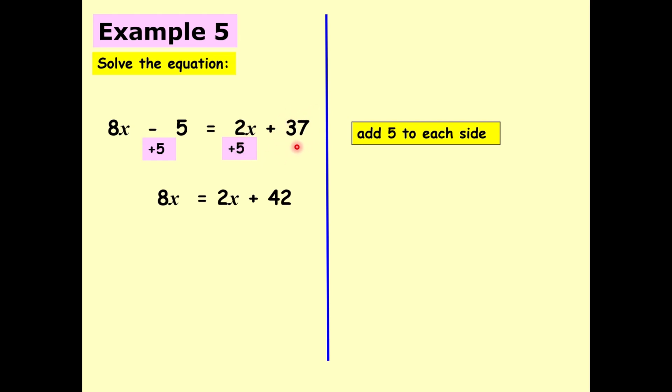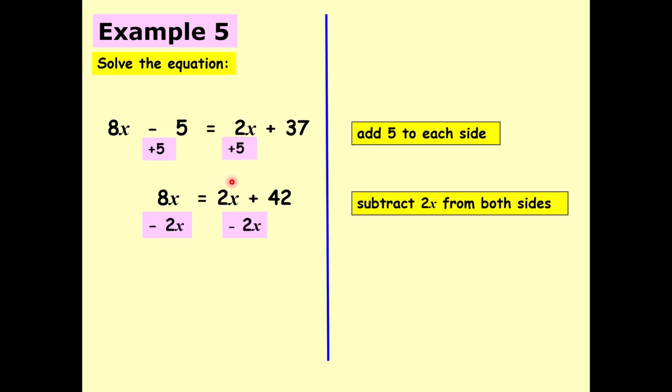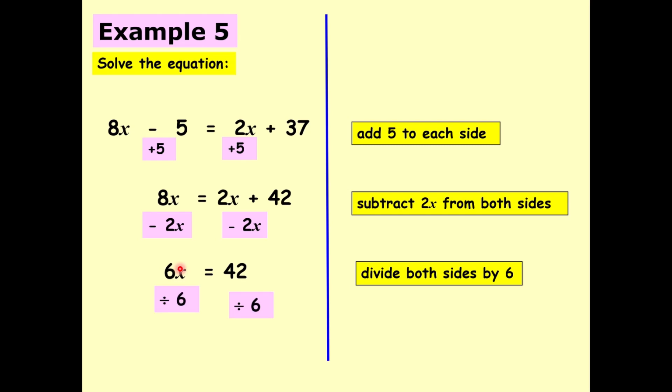Okay. So now this looks very similar to example 3. We've got a 2x on the right hand side. We do not want any x values on the right hand side of the equation, so we're going to take 2x away from both sides. So 2x take away 2x, cancel each other out. 8x take away 2x, we'll be left with 6x equals 42. And then covering up the x, what's stopping us from having x on its own? Well, we've got times by 6, so we need to do the opposite to both sides, which is divide by 6. Then x equals 7.